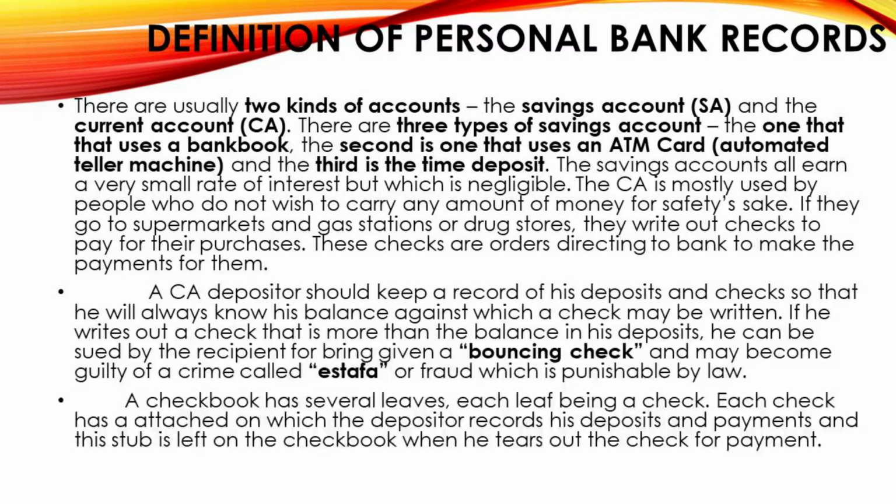A CA or current account or depositor should keep a record of his deposits and checks so that he will always know his balance against which a check may be written if he writes out a check that is more than the balance in his deposits. He can be sued by the recipient for being given a bouncing check and may become guilty of a crime called estafa or fraud which is punishable by law.